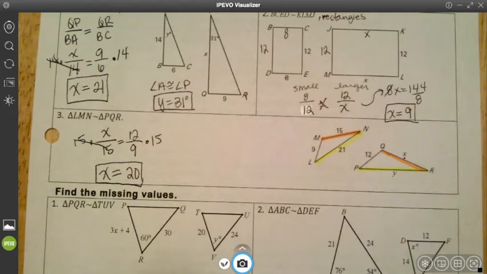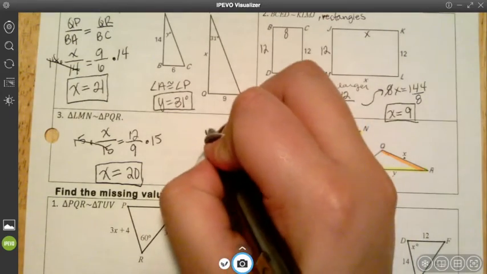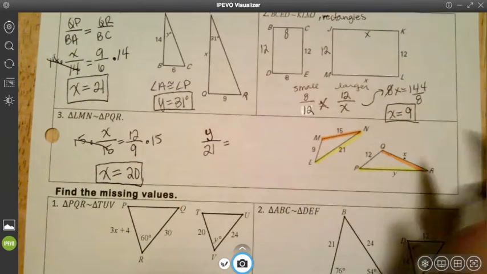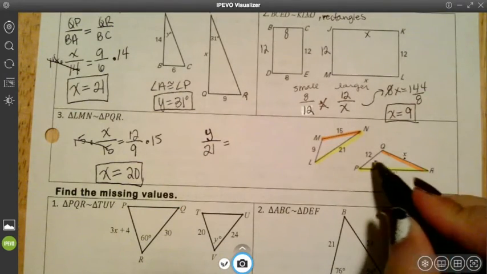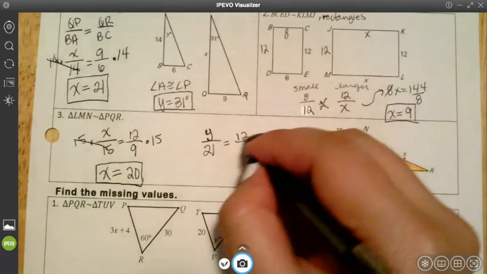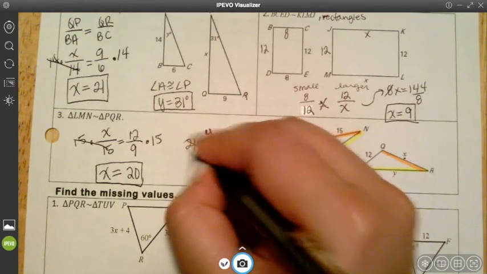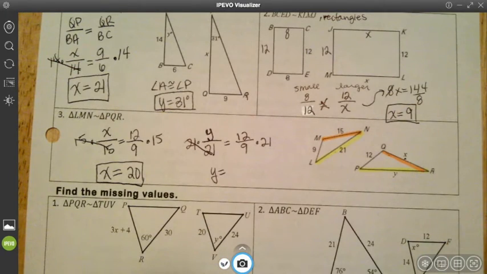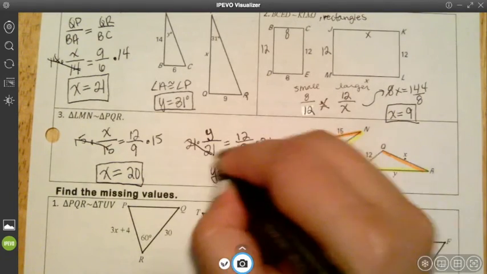And then a separate proportion to solve for y. I'll put my unknown in the numerator. Y over 21 equals, from the same triangle as y, 12 over, same triangle as 21, 9. Times 21 times 21, y equals 12 times 21 divided by 9 is 28.